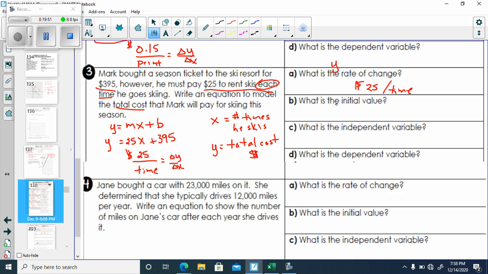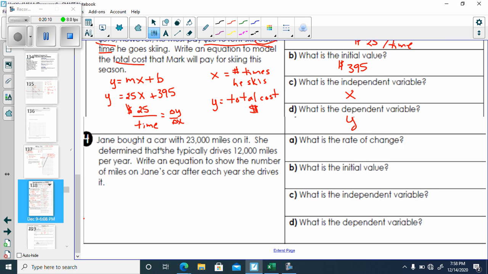What was your initial value? $395. That's what he paid for his membership. What's the independent variable? That's the x, because the amount he pays, your dependent variable, depends upon the number of times he goes skiing.